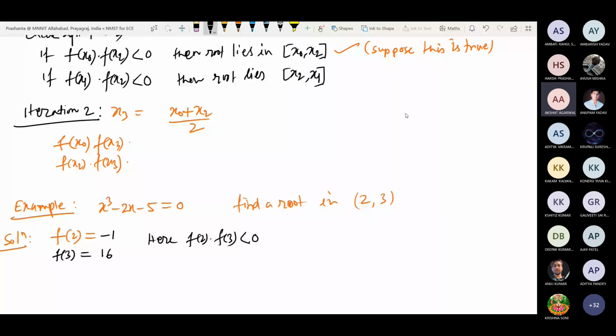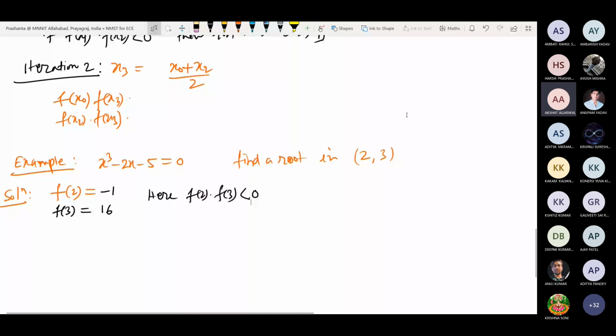So let x0 equal 2 and x1 equal 3. What will be x2 then? Iteration 1. What is x2? 2 plus 3 by 2, that is 2.5. Okay, what is the sign of f of x2? Just tell me f of x2, and then in the upcoming iterations I will be telling you the values. Tell me, what is f of x2?